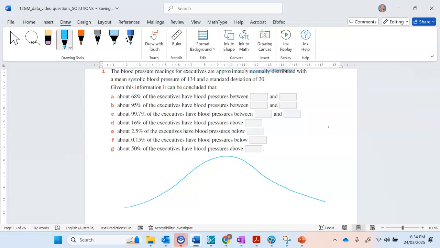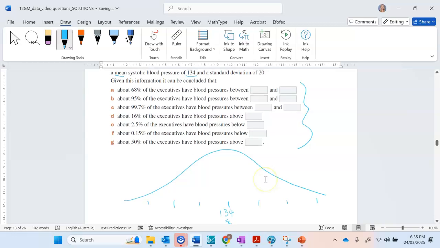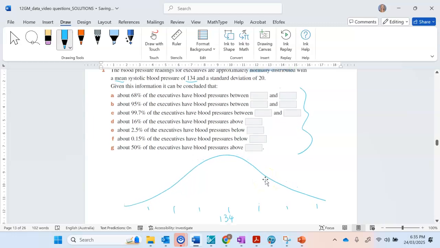Now, it told us that the mean is 134. So straight away, before even answering any of these questions, I'm going to complete my normal distribution. So I've got 134 in the middle. That's my mean. And then I go 1, 2, 3 either side. All right, 1, 2, 3. And then I start going my standard deviations above, standard deviations below.